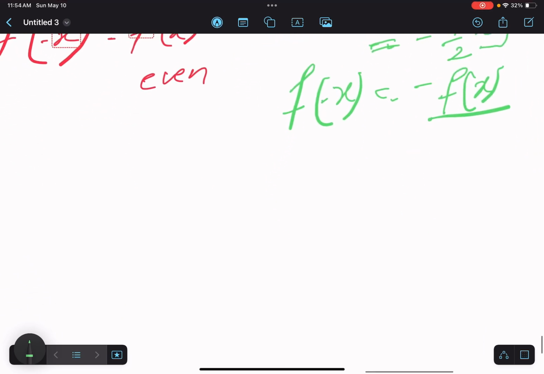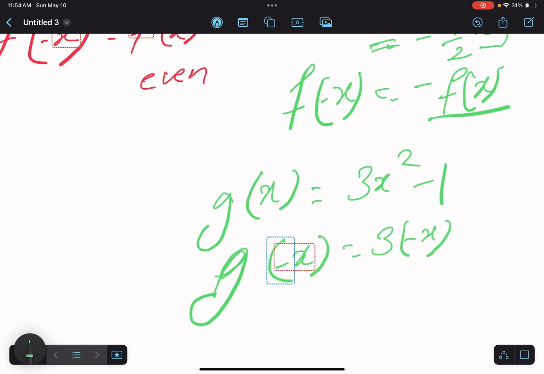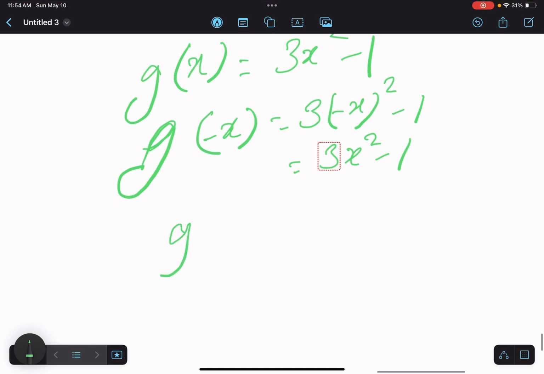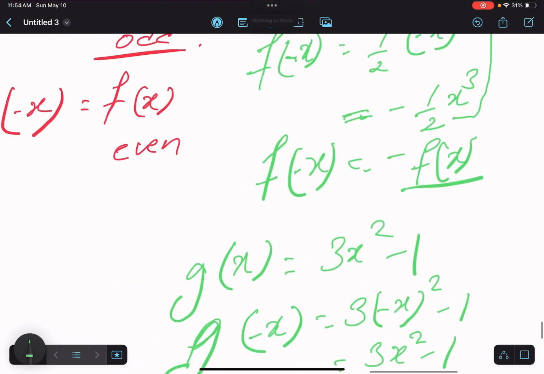Now let us do one example of an even function. Now if I write g(x) is equal to 3x square minus 1. Now if I substitute the negative sign over here, what will happen? 3 times negative x square becomes positive, right? This means just squaring, that is 3x square minus 1. You can see that g(-x) is equal to g(x). By adding the negative sign, the function did not change, and this is an even function, right? So this is how you find odd functions and even functions.